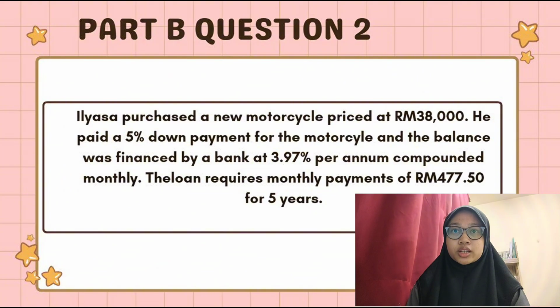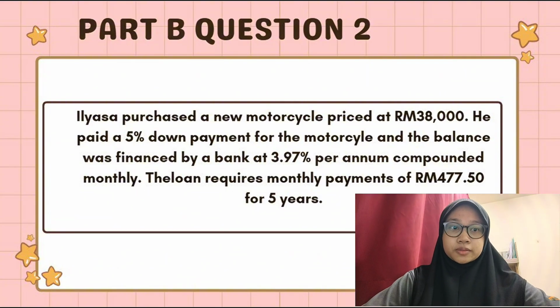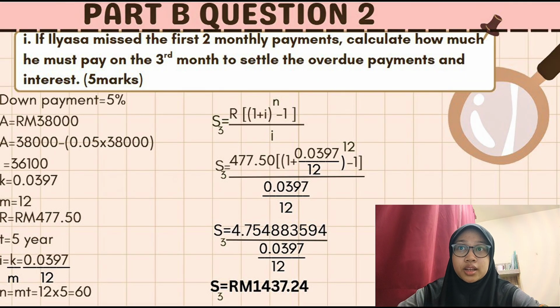Ilyasa purchased a new motorcycle priced at 38,000 ringgit. He paid a 5% down payment for the motorcycle, and the balance was financed by a bank at 3.97% per annum, compounded monthly. The lender requires monthly payments of 477.50 for 5 years. Okay, next is I. If Ilyasa missed the first 2 monthly payments, calculate how much he must pay on the 3rd month to settle off the payments and interest.